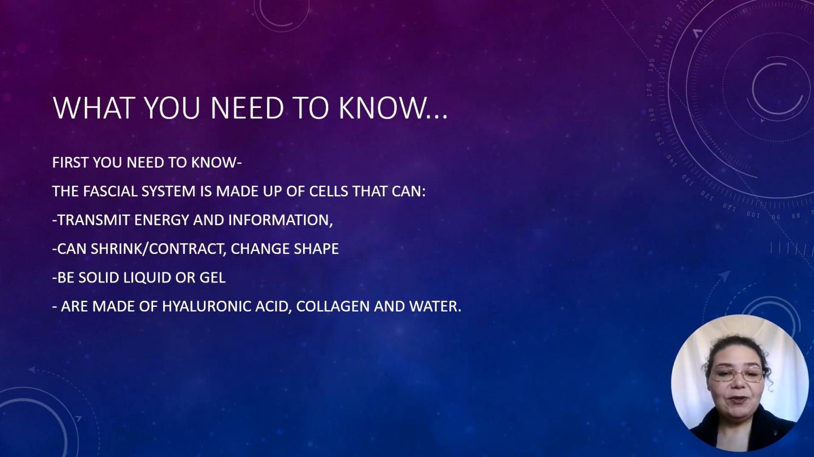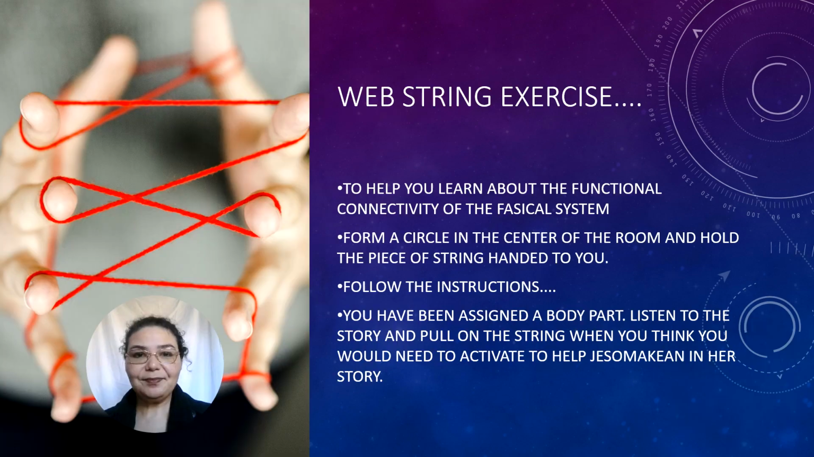So what you need to know about the fascial system is that it's made up of cells that can transmit energy and information, can shrink, contract, and change shape, can be a solid, liquid, or gel, and is made of hyaluronic acid, collagen, and water.